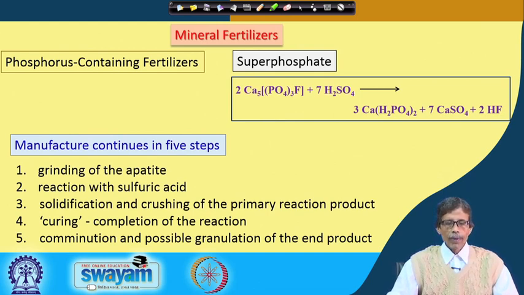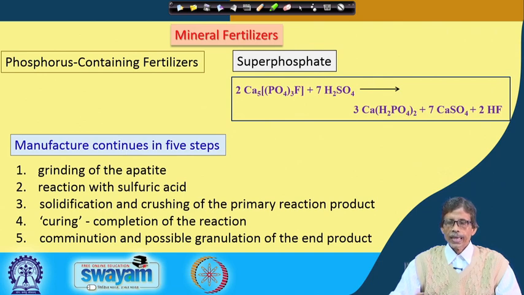Then solidification and crushing of the primary reaction product. So, what you get is that initially something is settling down. All the sulfuric acid is being absorbed by your powder material, giving you initial solidification. That solid product, at the next level, we just crush it. Then we go for curing of that product till we allow the completion of the reaction. We finish the reaction after initial solidification, breaking the solidified material. Then comminution and possible granulation of the end product.